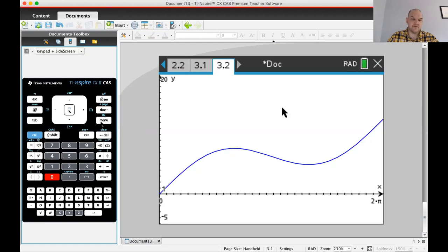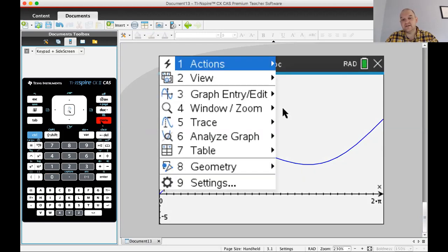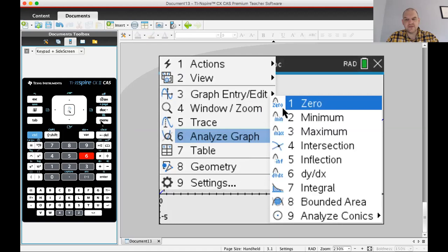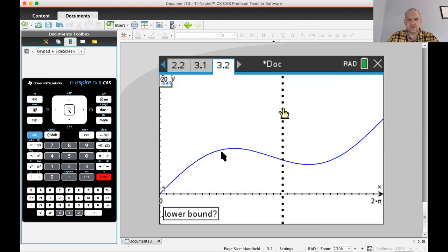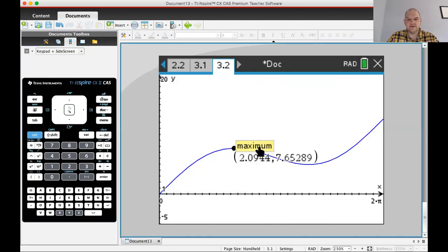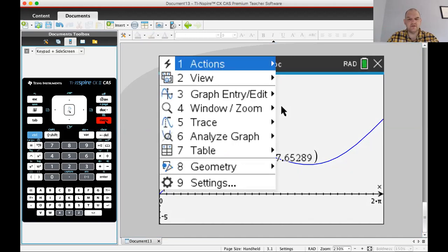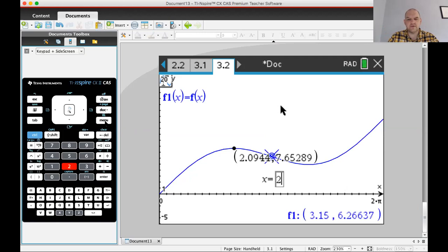All right, so what can I do? I could find the maximum here. So menu 6, max, click here, click here. Okay, but that's not an exact value, so that's kind of annoying. Let me trace. Menu 5, enter. I'm going to type 2 pi over 3. There, that's the exact maximum. So that's what we found.